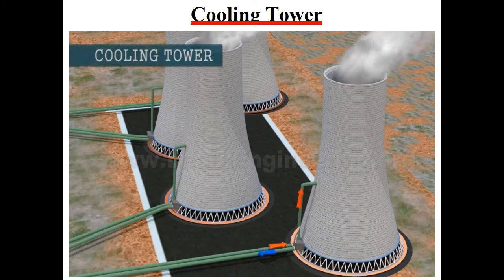Cooling tower. Cooling towers are generally provided near the boiler. The hot evolving gases are taken into a cooling tower, and those gases are cooled down, and after getting cooled down, those gases are emitted into the atmosphere.